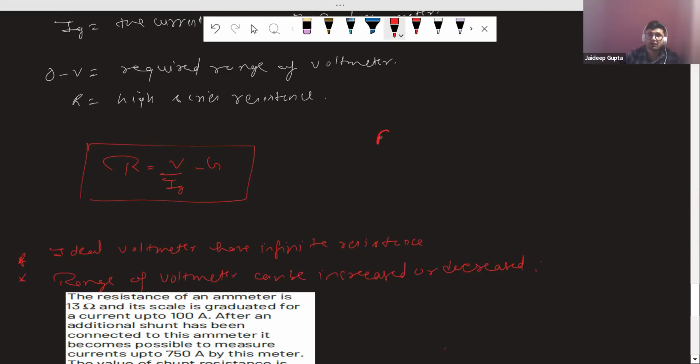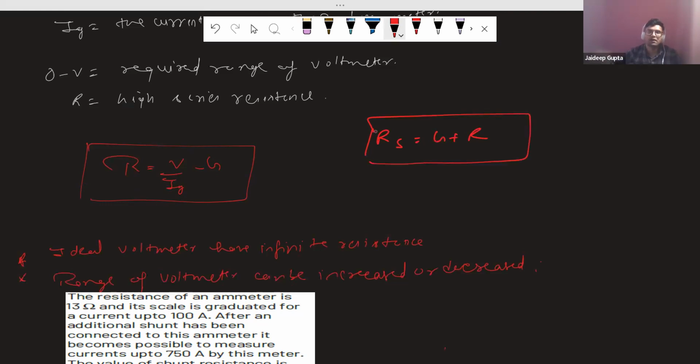And if we calculate the total resistance, then it is G plus R. Fine. So in case of a voltmeter, if we convert a galvanometer into a voltmeter and find the equivalent resistance, then the resistance will increase. So the resistance increases.